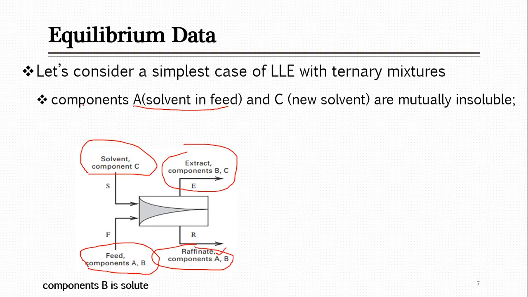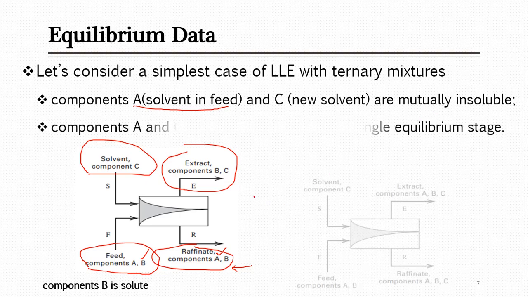In this case, components A and C are mutually insoluble, they are immiscible, like the second case in the last slide. They are not miscible or soluble with each other. So, what will happen when they come in contact? The solute B will be distributed between the two, and you finally get two phases in which A is not part of the extract and C is not part of the raffinate phase. So, this is a mutually insoluble system.